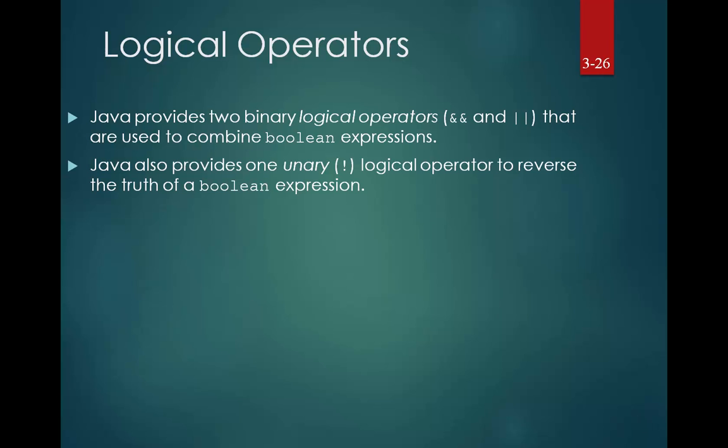So there are two binary logical operators that are called and, or, that are used to combine Boolean expressions. And if you've ever done anything with digital logic, you're familiar with and, or, and other types of logic. That's why these are called logical operators. They mimic the and, or of logic. There's a unary operator as well that negates or reverses the truth of a Boolean expression.